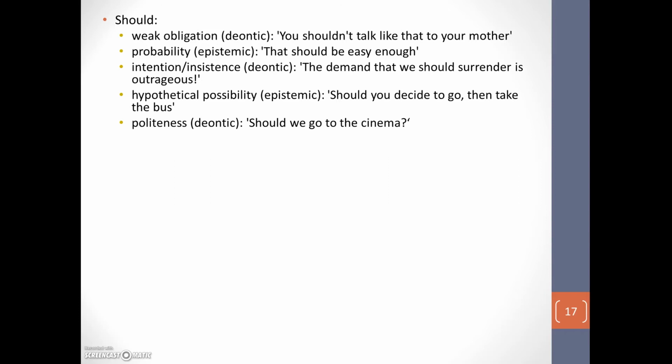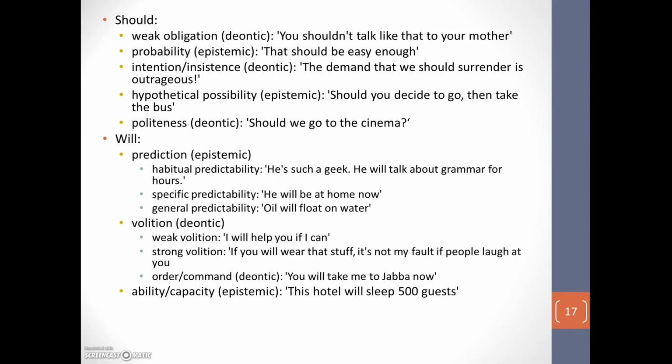Now, we also have should, which expresses, again, a very weak obligation. We can use it to talk about probability, intention, and so on. And again, should is linked with shall, in that should expresses the past tense of shall, but we can also use it on its own to actually talk about things in the present tense.